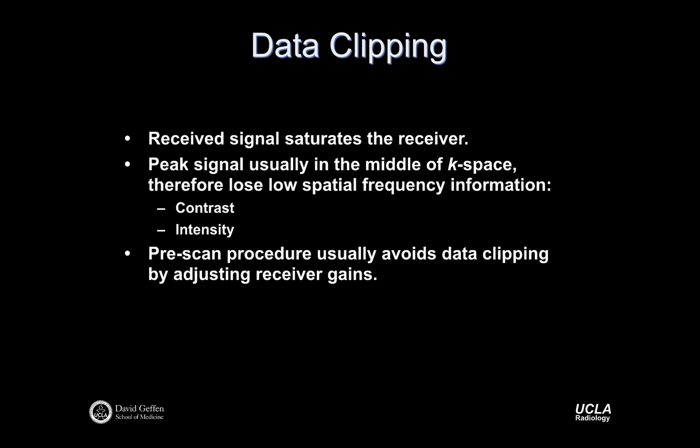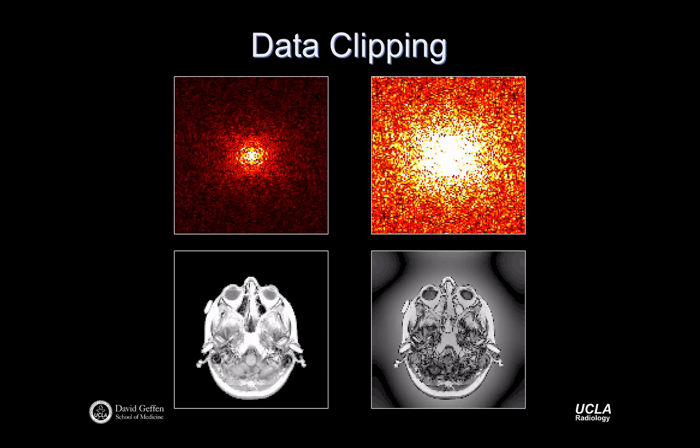Again, there are pre-scanning procedures that usually avoid the so-called data clipping by adjusting these receiver gains. If it doesn't happen, here's the possible consequence. So here's what your K-space data should look like. Picture it like a mountain. It's tall in the middle and falls off to the other side. If I take the 2D Fourier transform, I get an image like this. This looks, for what it's worth, kind of photon density weighted.